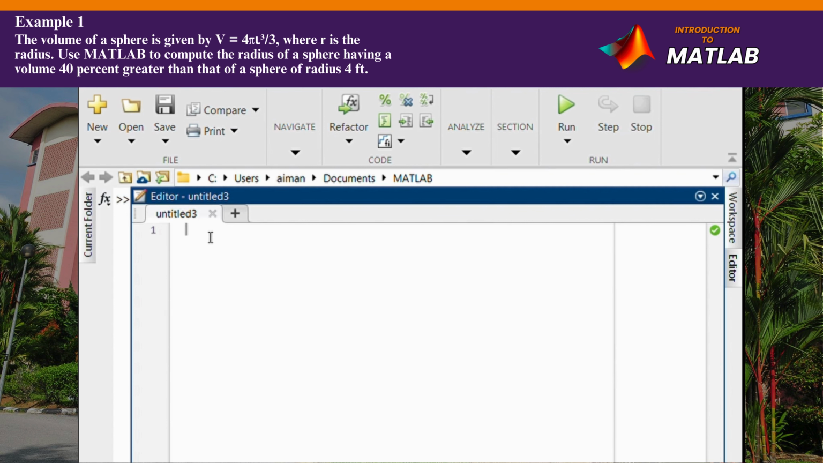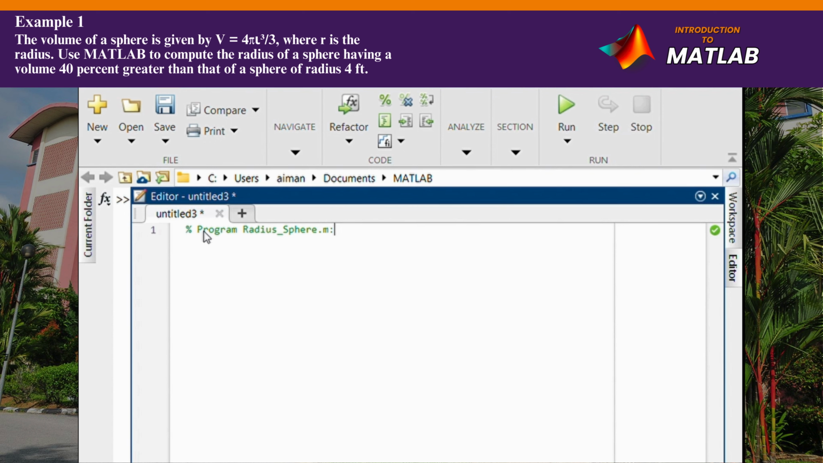Remember to put the % sign whenever you want to put a comment. We start with the file name. At the very first line, type what you want to name the file. Remember to put the .m at the end of the name. Here I named it radius sphere.